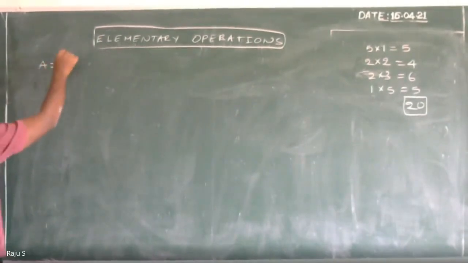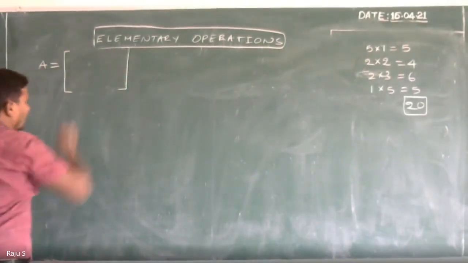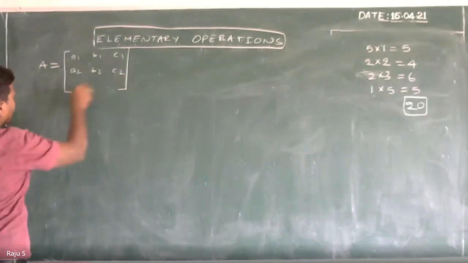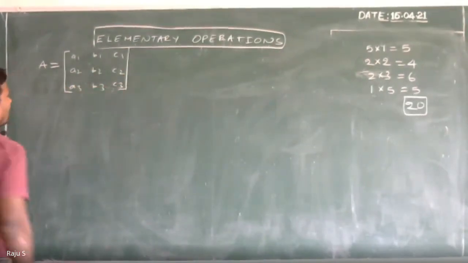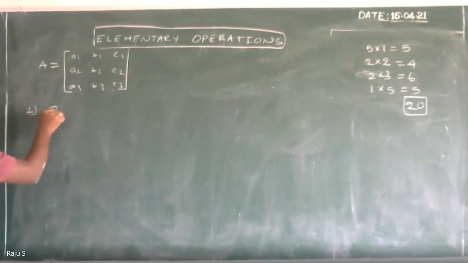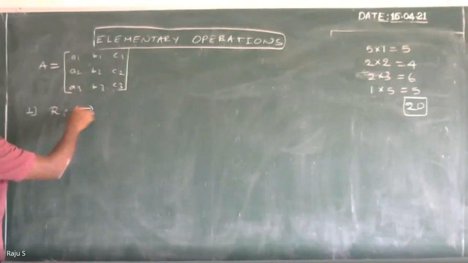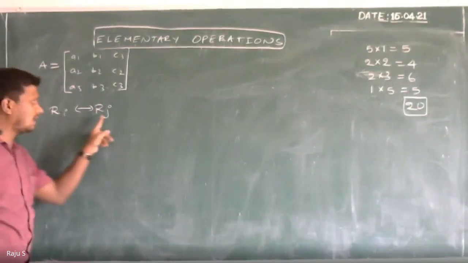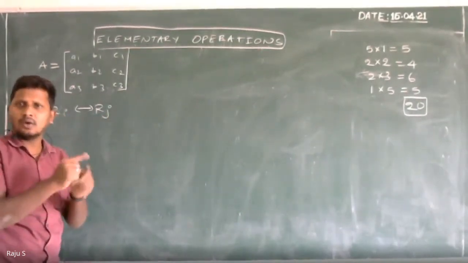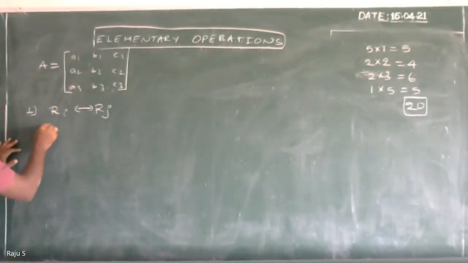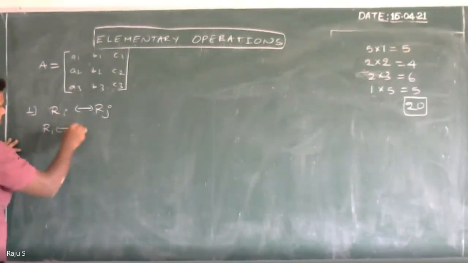I'm going to take capital A as any square matrix. I'm taking A1, B1, C1, A2, B2, C2, and this is A3, B3, C3. So the first operation or first transformation is interchanging rows, that is Ri interchange to Rj, where R is the row. The ith row and jth row I'm interchanging. So coming to this matrix, I want to interchange R1 and R2.